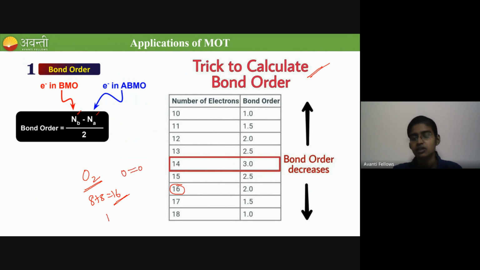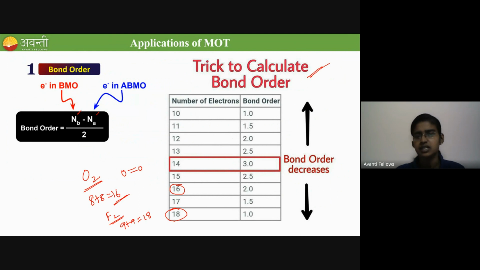Okay, if I'm having fluorine, fluorine atomic number is 9. So 9 plus 9 is 18. So 18 means the bond order is 1. So every time you don't have to draw the MO diagram and calculate. You can use this trick table to find out the bond order easily.